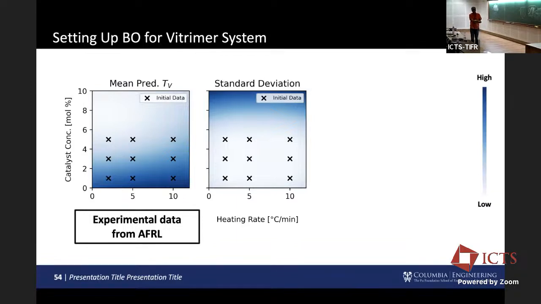I've done 3 of each. I've got 9 data points. Where should I do my next data? So each of these points corresponds to a known vitrimer temperature.